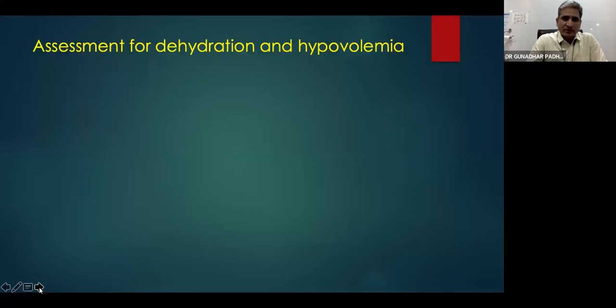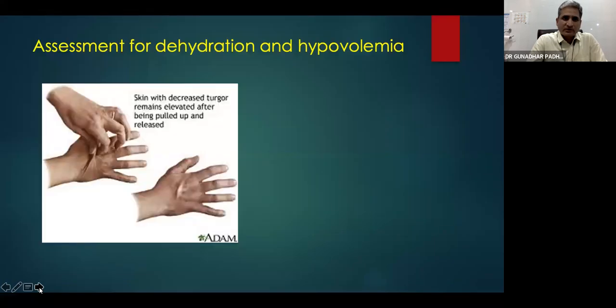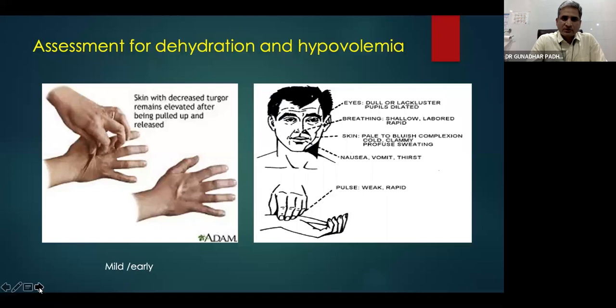Assessment of dehydration and hypovolemia, we all know these are the clinical signs. There is decreased skin turgor, and the skin remains elevated after being pulled up for a long time, and these are the signs of early shock. Similarly, sunken eyes, dilated pupils, shallow breathing, pale skin, the patient will feel thirsty, nauseated, can have severe vomiting, and the pulse is very weak, rapid, and thready. These are the signs of late stage dehydration and hypovolemia.